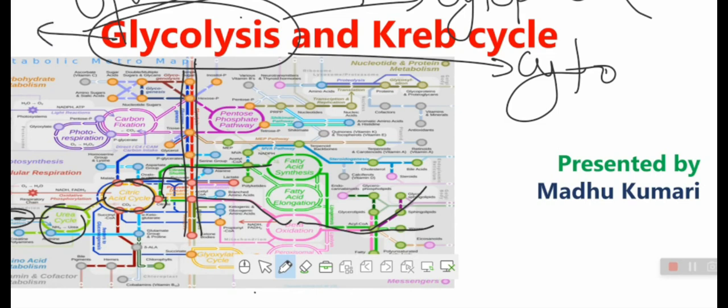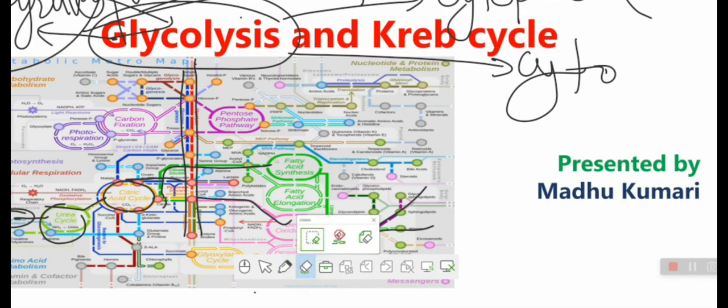What does glycolysis do? In glycolysis, a 6 carbon compound, that is glucose, is broken down into a 3 carbon compound, that is pyruvate, right? And this process is known as glycolysis.